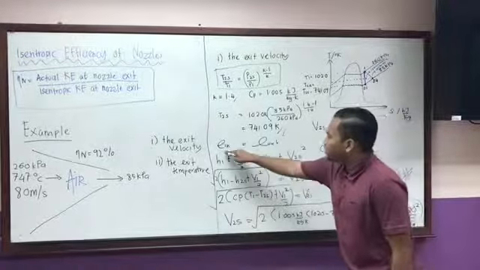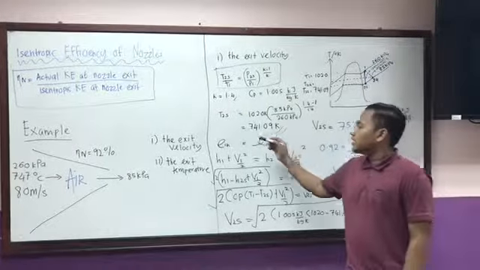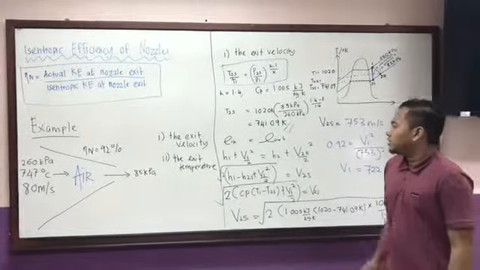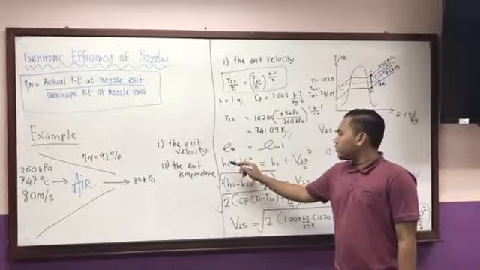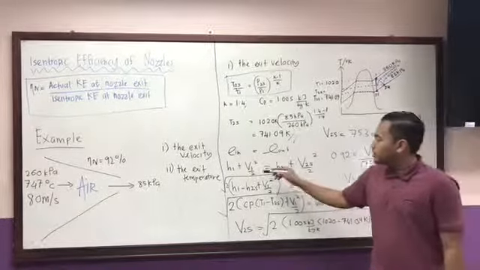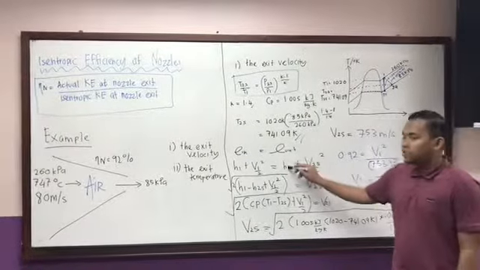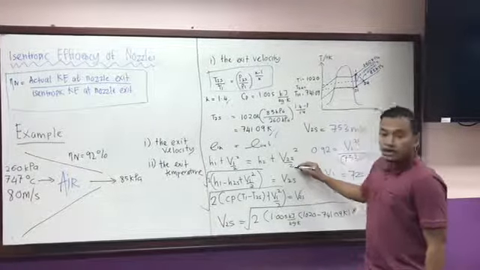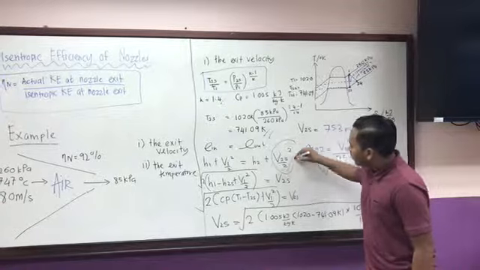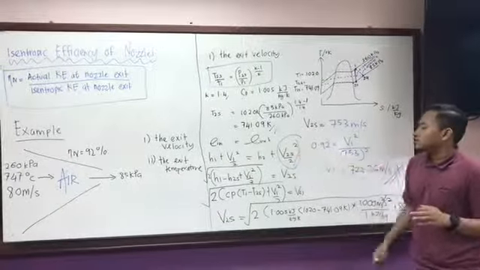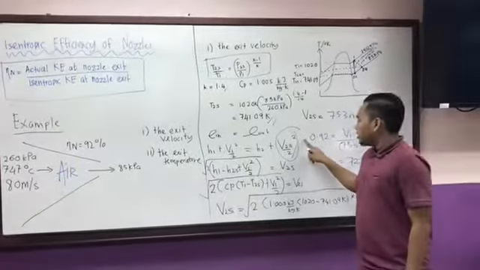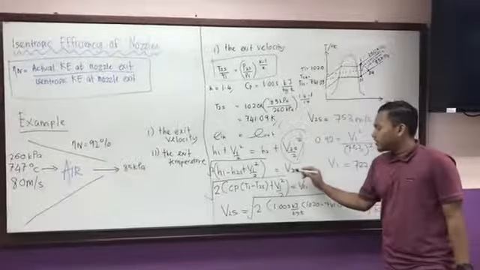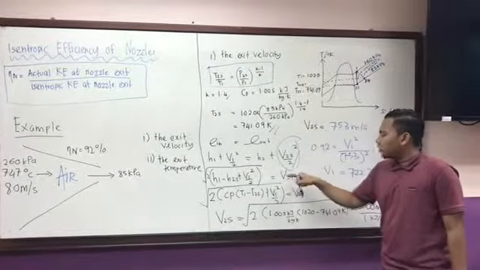Then, energy in equals energy out. For the nozzle, we must include the kinetic energy. So for the energy in, we have the enthalpy h1 plus the kinetic energy at the inlet equal to the enthalpy h2 plus the kinetic energy at the isentropic exit. From this equation we can find the velocity at the isentropic process, which we write as V2S.